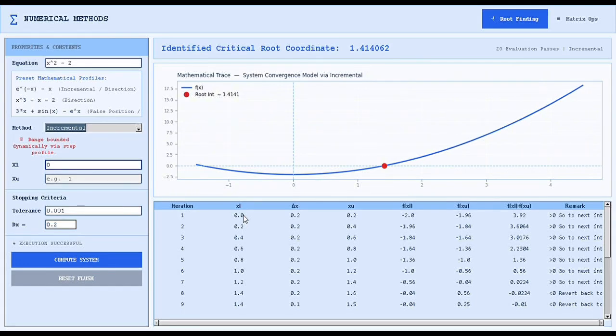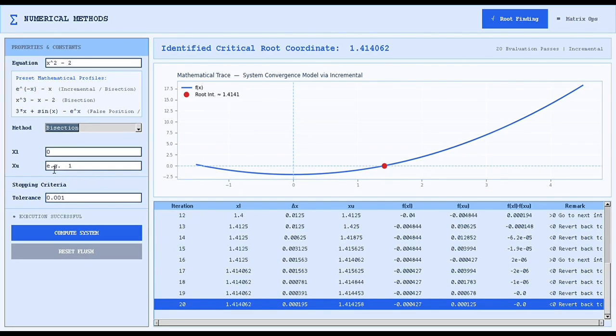A dotted horizontal line at y equals 0, representing the x-axis, and a red dot marking the exact location of the root, giving an immediate visual confirmation that the answer is correct.